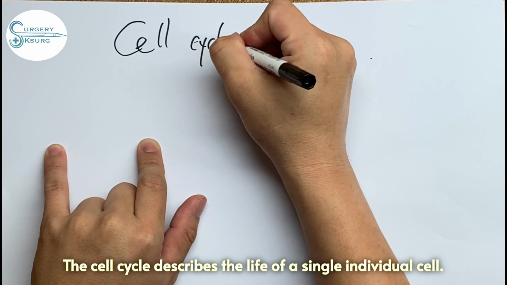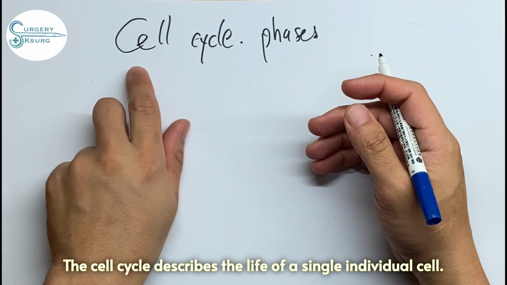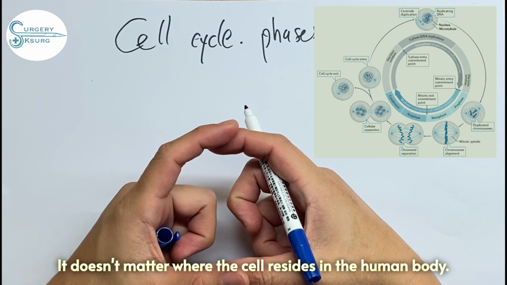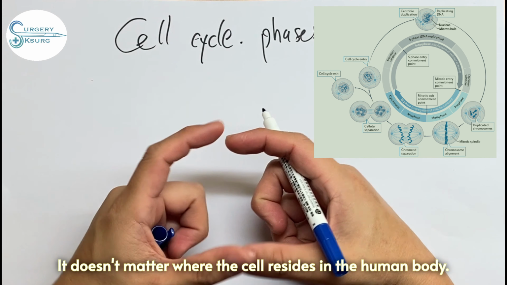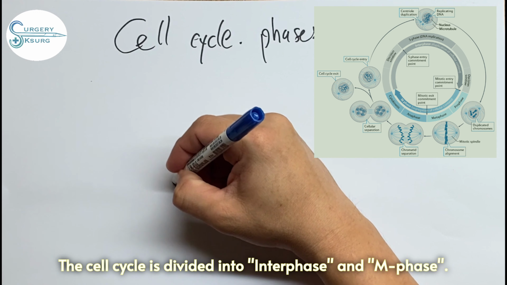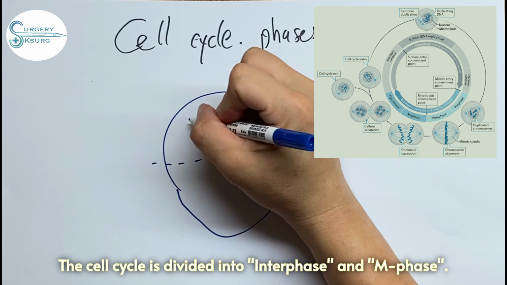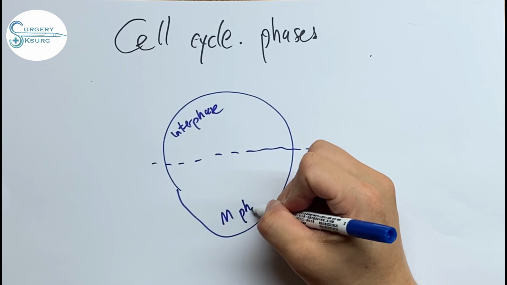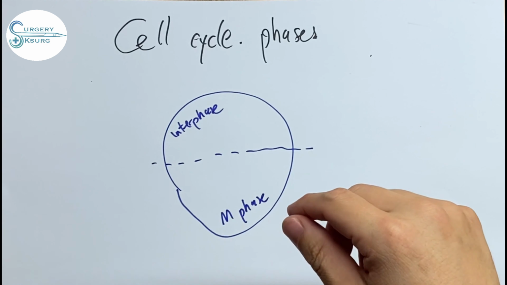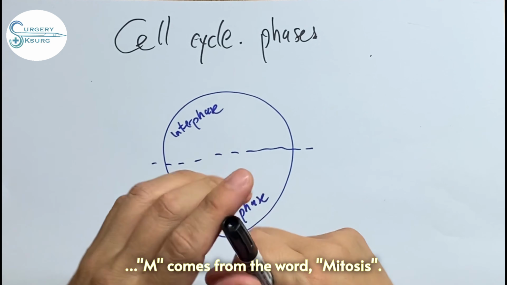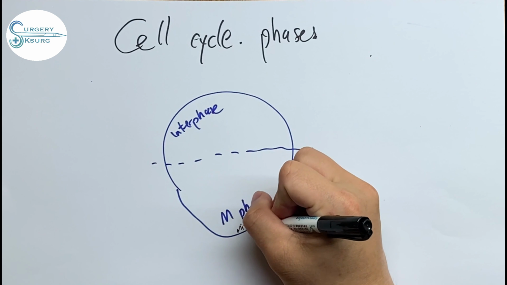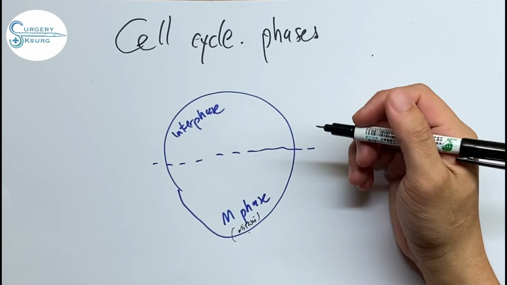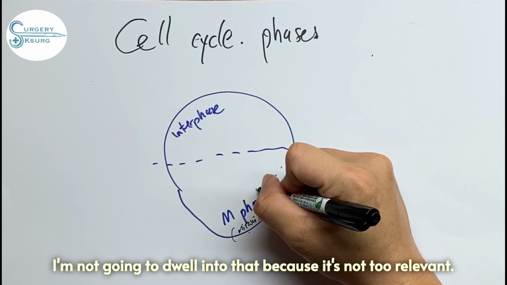cell cycle. The cell cycle describes the life of a single individual cell. It doesn't matter where the cell resides in the human body. So the cell cycle is divided into interphase and the M phase. As you have guessed, M comes from the word mitosis. Mitosis has four phases, but I'm not going to dwell on that because it's not too relevant.